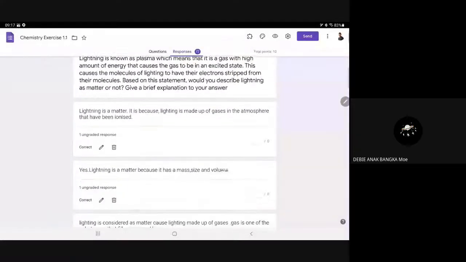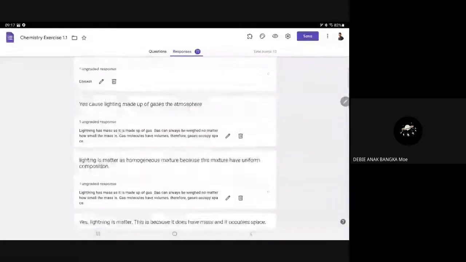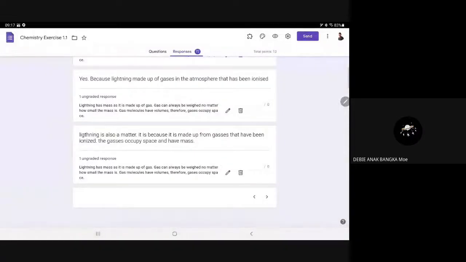Okay, should not be jauh-jauh sangat lah. It should just be based on the pernyataan saja. Kamu tak perlu any additional knowledge about the lightning itself sebab pernyataan tu dah bagi tahu semua yang kamu perlu tahu.